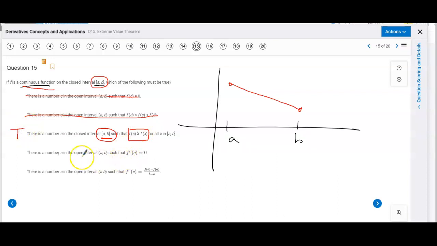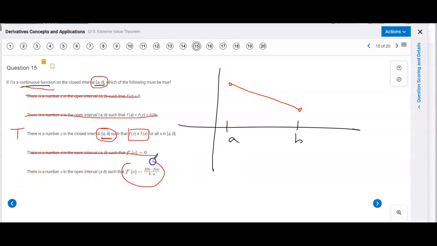Now, just for the heck of it, though, I'm going to go through the others and show you why these don't have to be true, but we already know this is the answer. That's the one that has to be true. That's the extreme value theorem. Let's see, the next one says, there is a number c in the open interval a b such that f prime of c equals 0. Well, does that mean the slope has to equal 0 somewhere? Matter of fact, no. The way I drew it here, there is no 0 slope, so that doesn't have to be true.